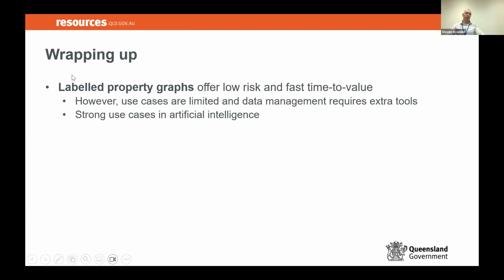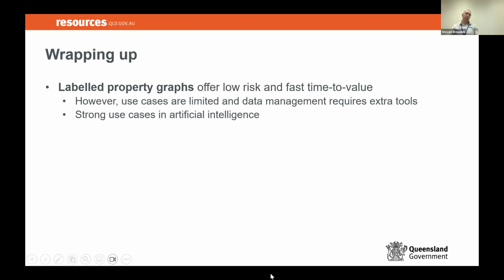So anyway, wrapping up, we talked about labeled property graphs. They offer that low risk, fast time to value in terms of data mining. Really useful. Get all your data together, query it. Very useful thing for getting that nudge in the right direction. Might get some insights, and obviously it's got AI written all over it. It has strong use cases in terms of being accelerated with AI, and also accelerating AI. So it can also be used by AI to improve things.